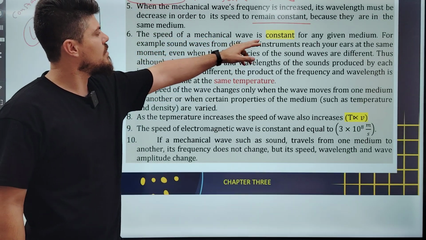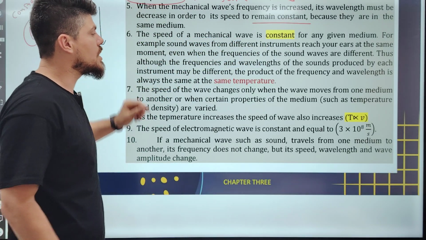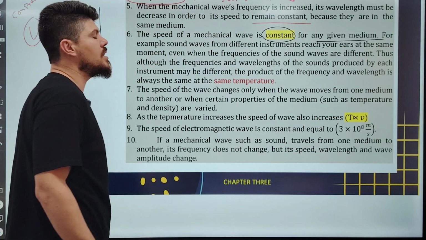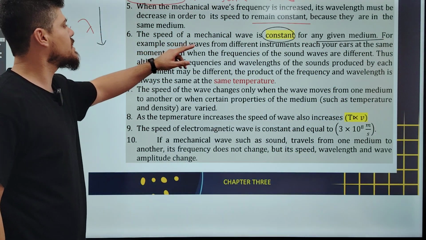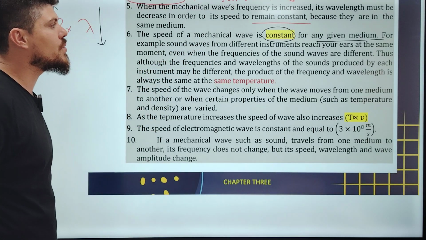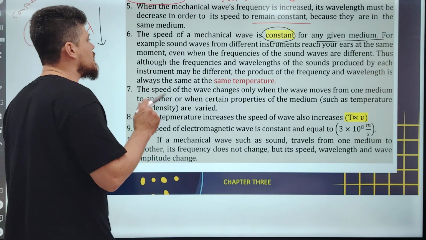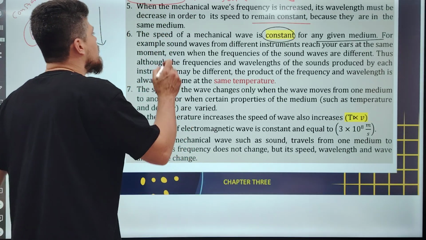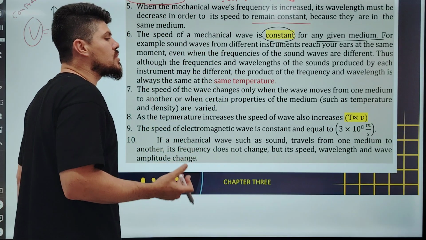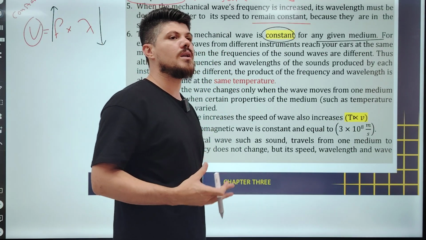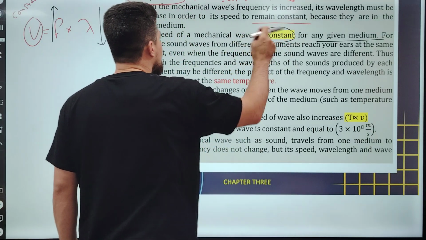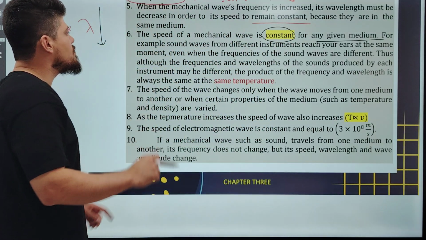The speed of a mechanical wave is constant for any given medium. Be careful. When is the speed constant? When in a given medium, in air, solid, or gas. For example, sound waves from different instruments reach your ears at the same moment. When you are sitting in the orchestra, the sound waves from different instruments such as piano, violin, banjo, trumpet reach your ears at the same moment.